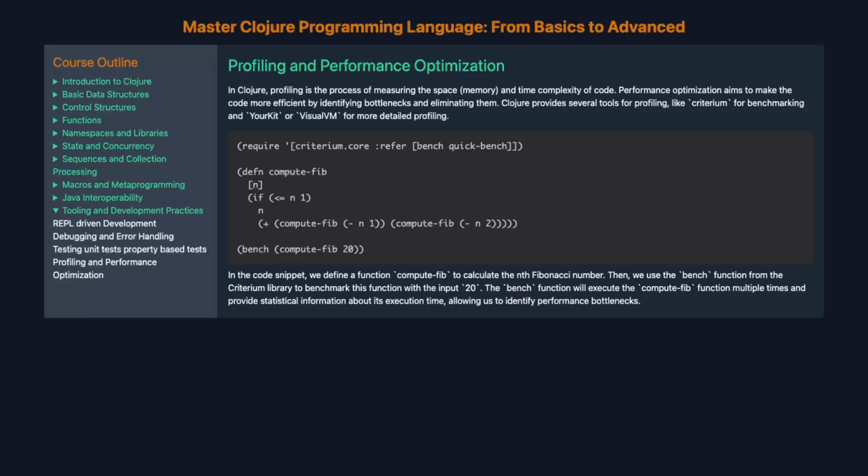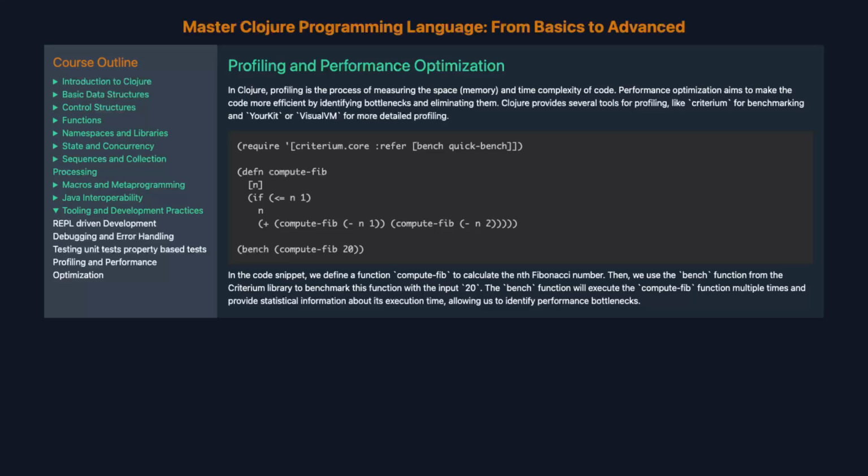In the code snippet, we define a function computeFib to calculate the nth Fibonacci number. Then, we use the bench function from the Criterion library to benchmark this function with the input 20. The bench function will execute the computeFib function multiple times and provide statistical information about its execution time, allowing us to identify performance bottlenecks.